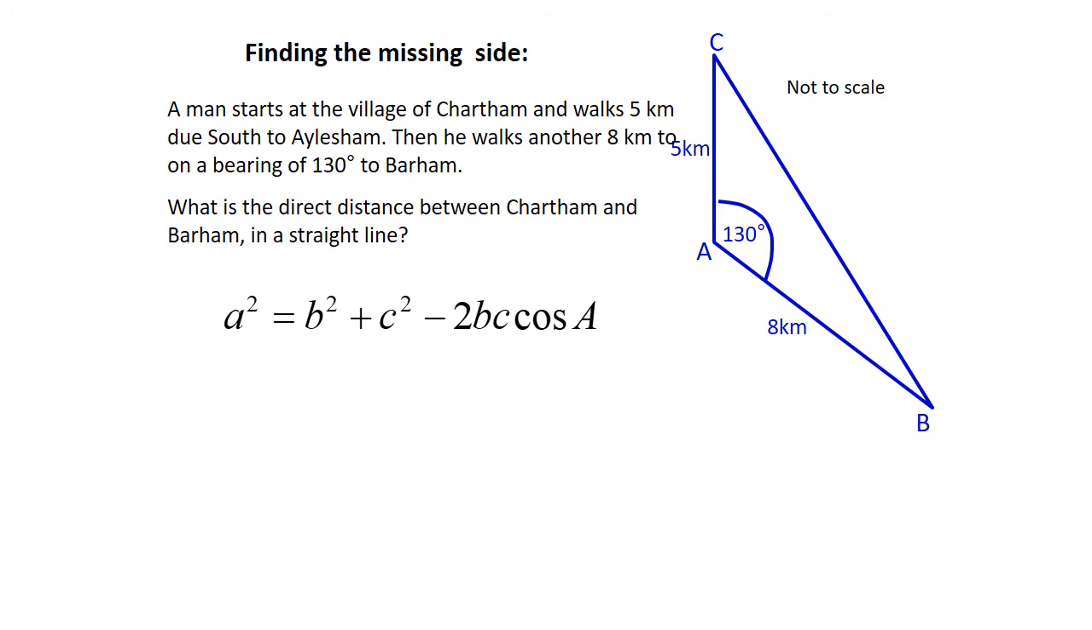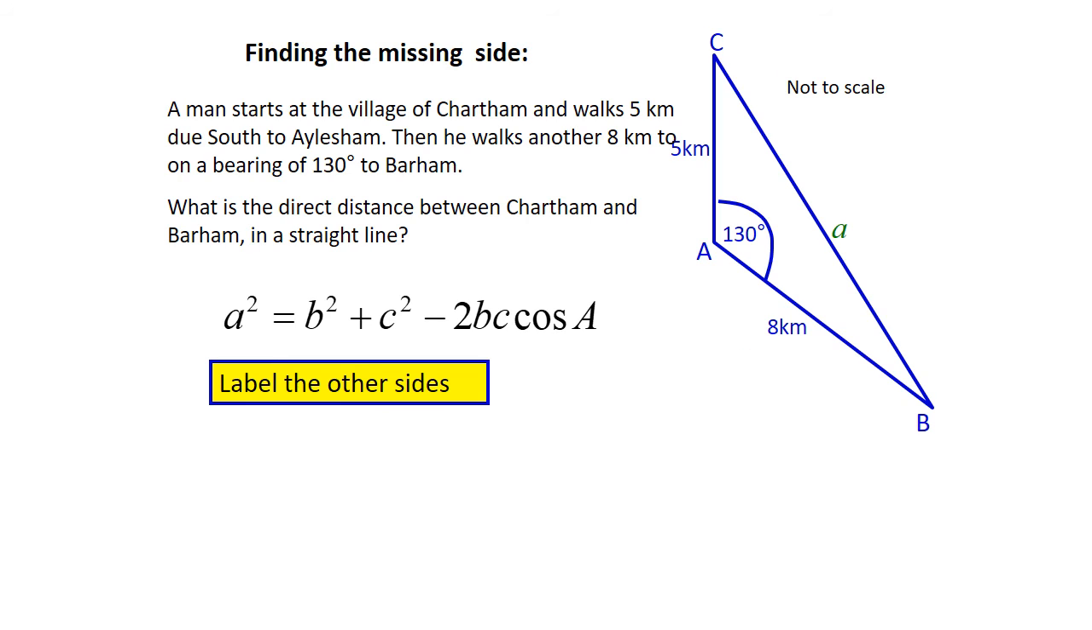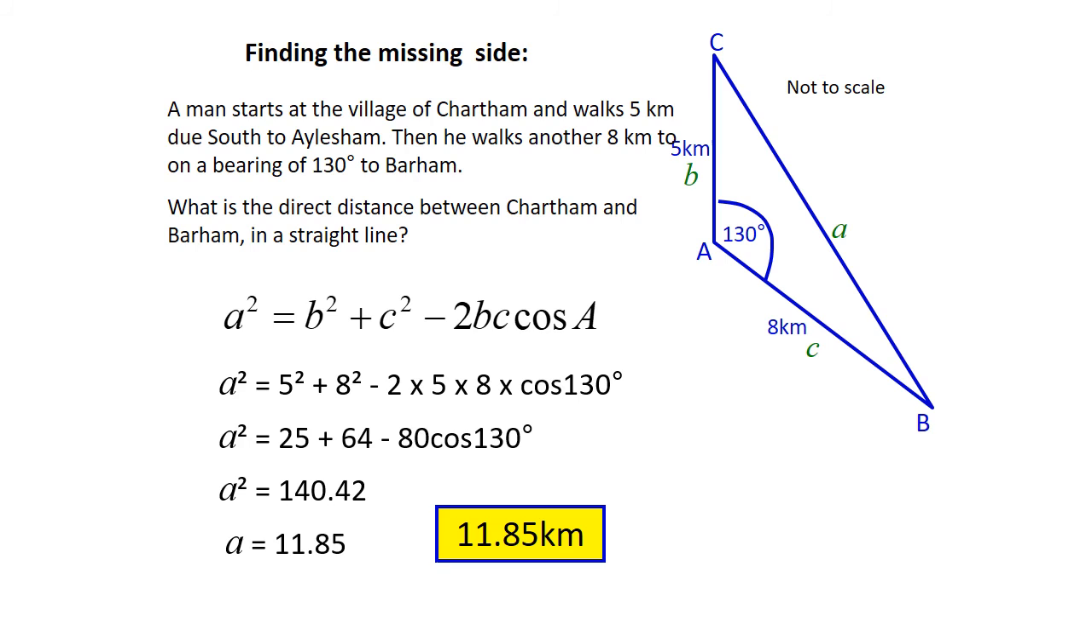So we're going to substitute our numbers in. Remember, the angle is A, and the missing side that we want is a. Then we can label the other sides and pop them in. So it's going to be 5 squared plus 8 squared minus 2 times 5 times 8 times cos 130. I know I'm going through this really fast and it sounds really complicated, but just take it slow, pop your substitution in, check it twice, then you can do it. So a squared is 140, so square root it, and we know it's going to be 11.85 kilometres if you walked it in a straight line. And obviously make sure the units are correct, unlike my last question.